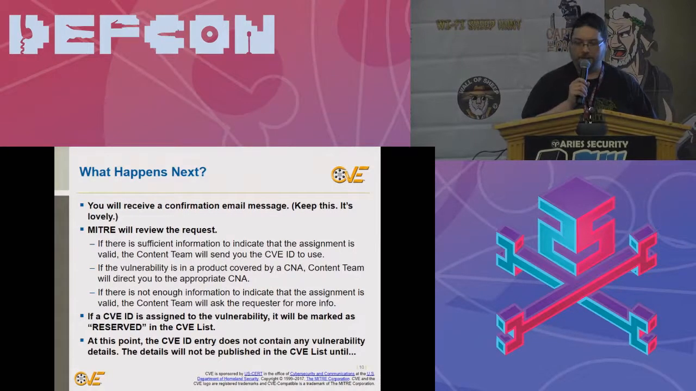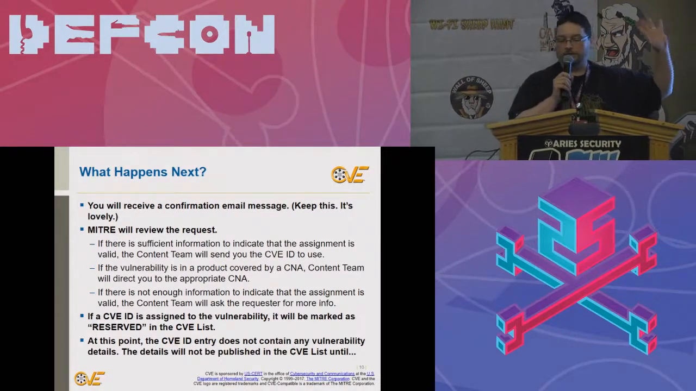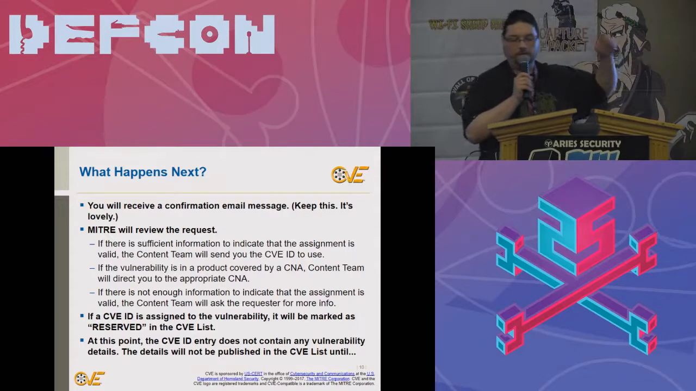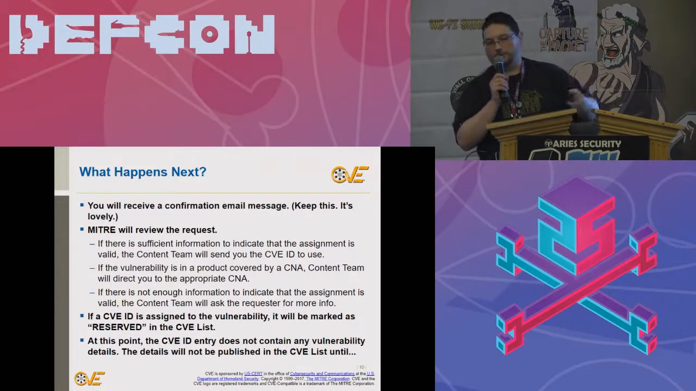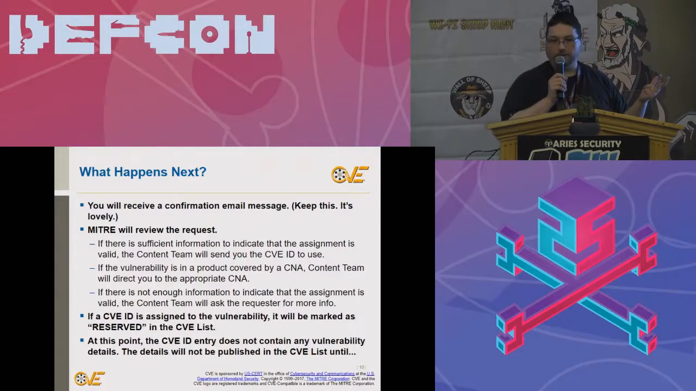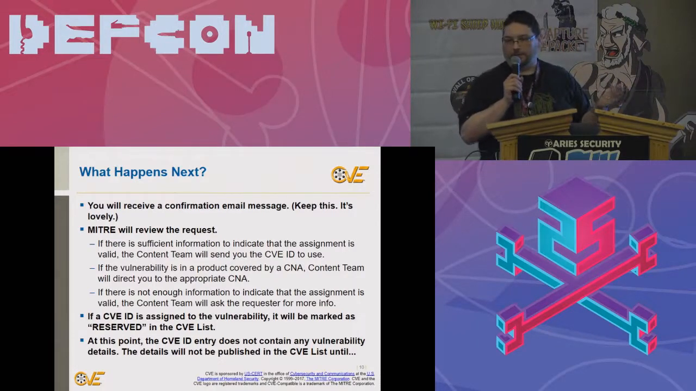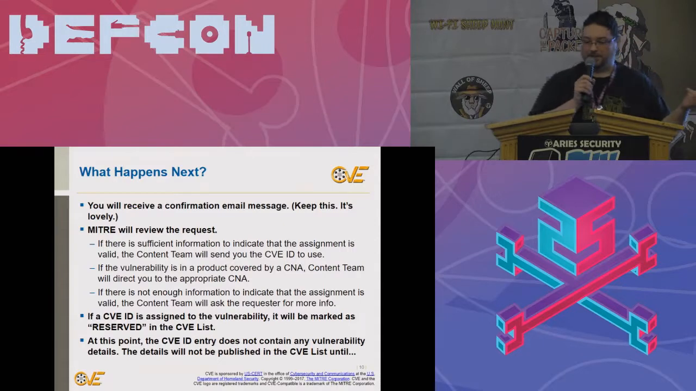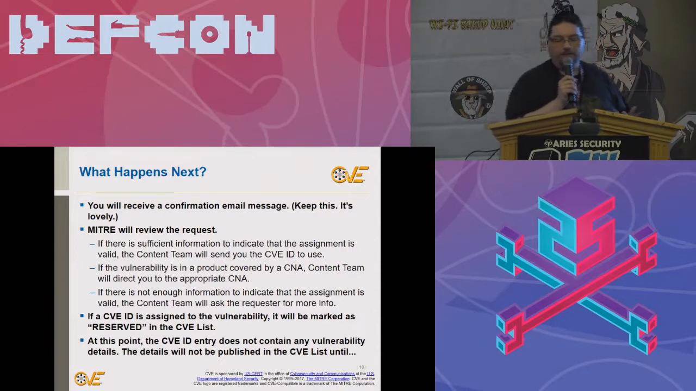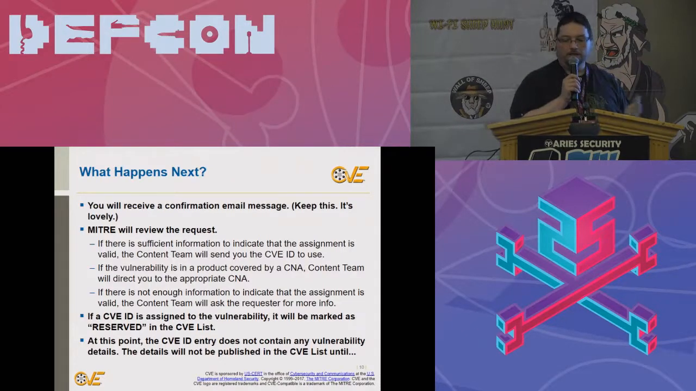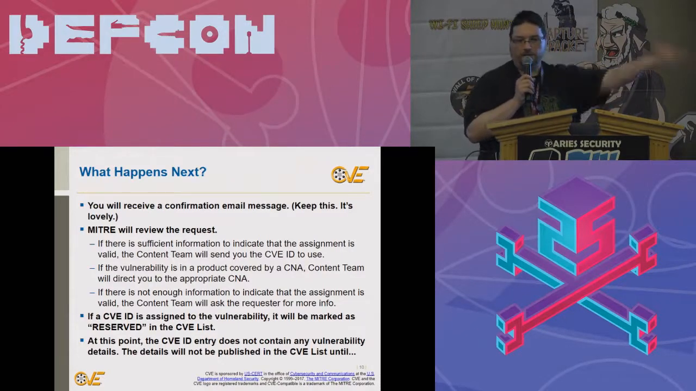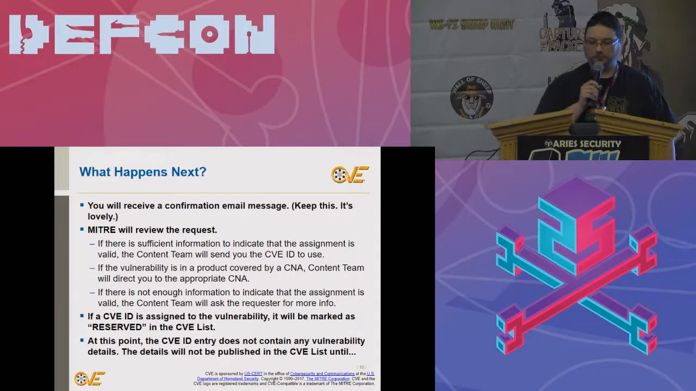So what happens after that? Sausage. Okay, there's a lot of sausage being made in the background. But what you see is that when you email, if you use the web form, you'll get an email response with a ticket number. This should seem like nothing unusual if you've ever used any kind of help desk system, right? We take that information, we review it. If there's enough information in what you've given us to assign it, the content team will say, here's the CVE ID you're going to use.